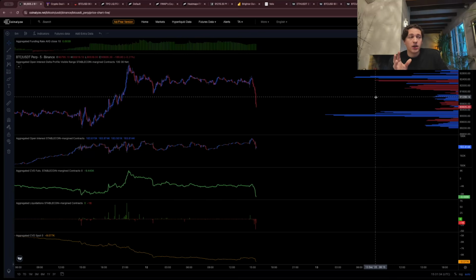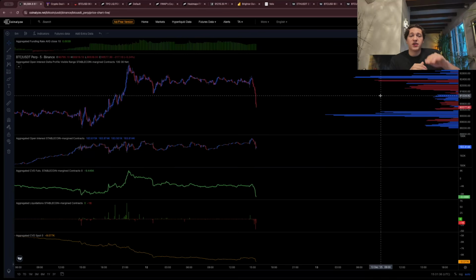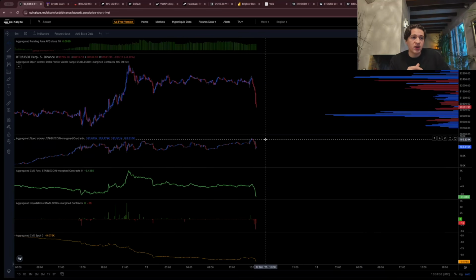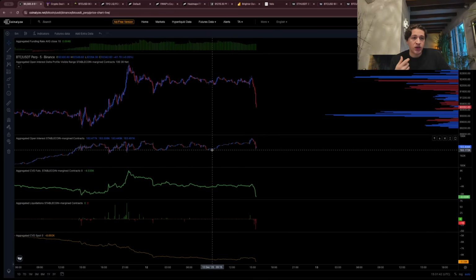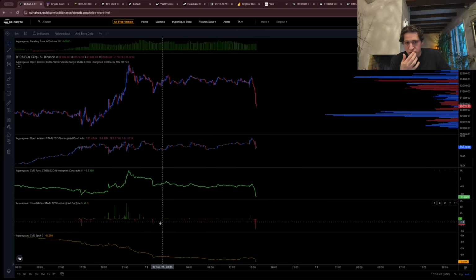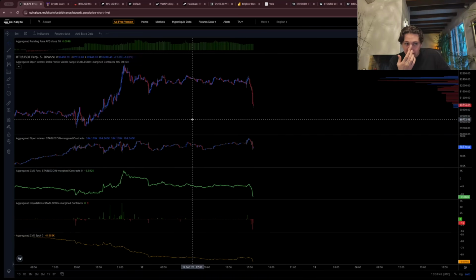So basically that's the open interest but in a profile. Here you have the open interest with the candle. So open interest, it's net longs plus net shorts. Okay, so you can see the leverage position open on the market. Here you have the CVD futures, and here you have the CVD spot that is literally dead.